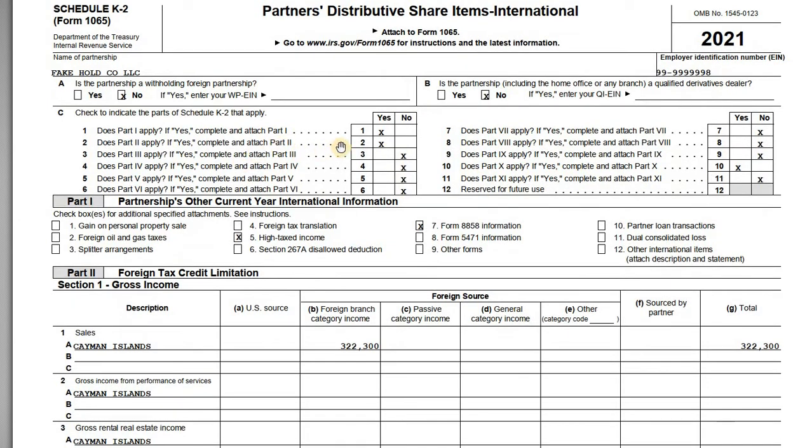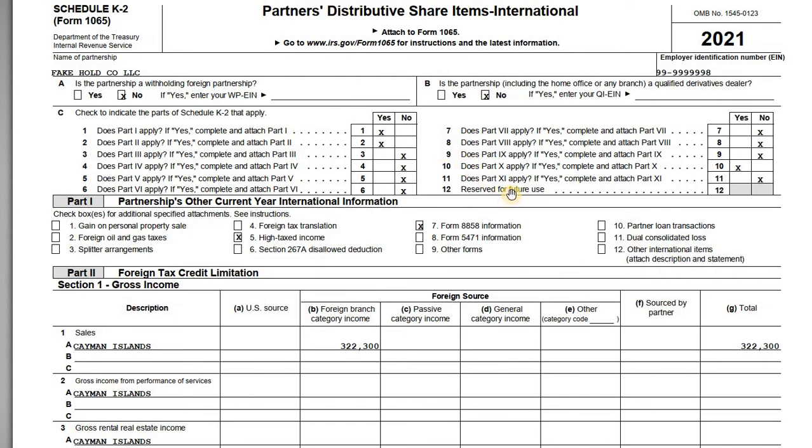Now, question C here, it seems kind of bizarre that they would do it this way, but basically what they're asking us is simply yes or no. Are we attaching parts for reporting purposes? If we are doing part 1, part 2, check yes, and then complete that part. If you're not doing the part, simply check no and then leave that whole part or section blank and don't bother including it with the return. I guess this is just to serve as a summary. That's really what it is.